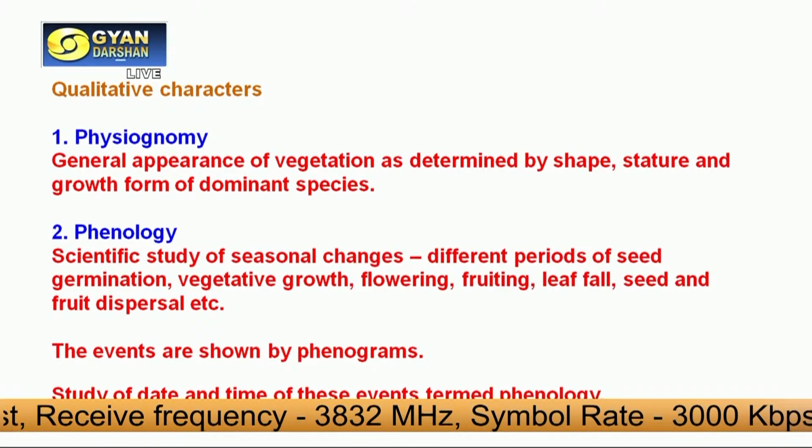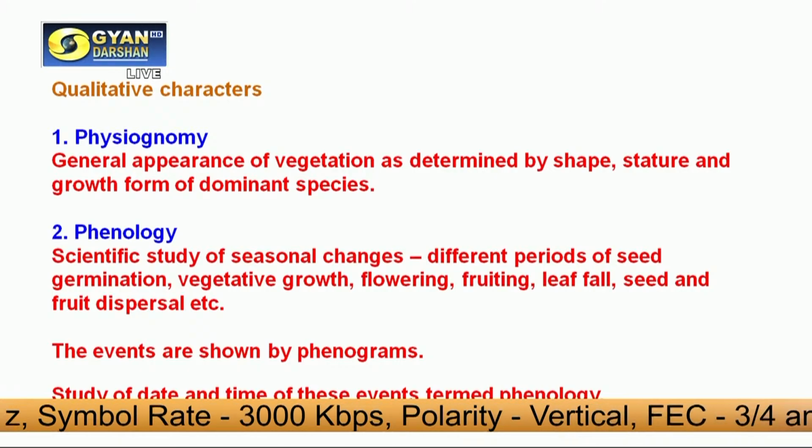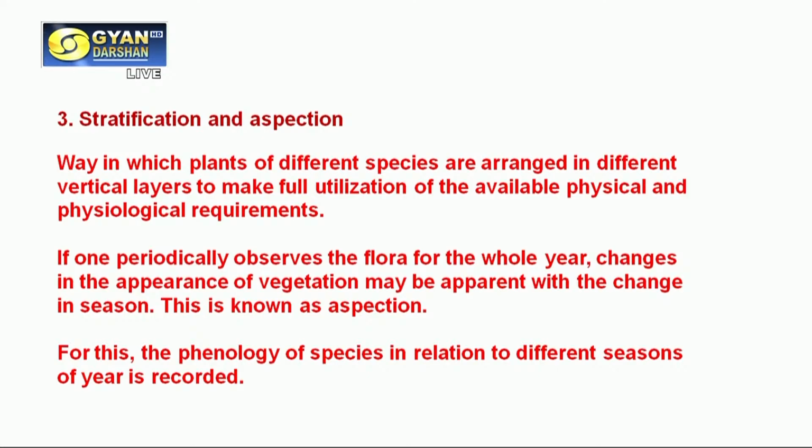And these events are shown by the phenograms, and the study of date and time of these events, that is different physiology like flowering, dispersal, leaf fall, fruiting. If you study these kind of physiological processes based on season, you call it phenology. So, obviously, in a community study also, phenology is a very important component. Third point, that is stratification and aspection. This is also very interesting parameter.